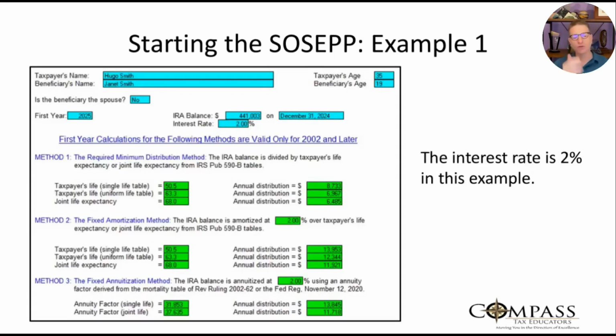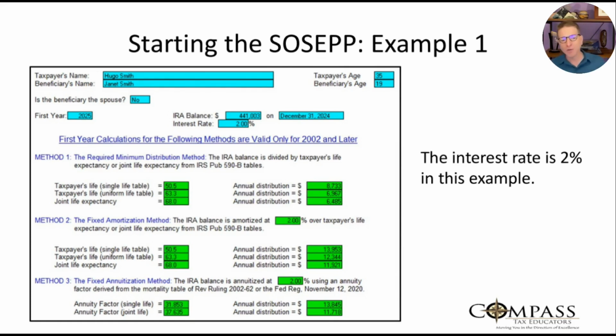This is from CFS Tax Tools. This is their module. And you input the data, right? So the taxpayer's age, the beneficiary's age. Is the beneficiary the spouse? What's the first year? What's the IRA balance? And then what interest rate do you choose? And so it goes through each of the three methods and it calculates the amount.